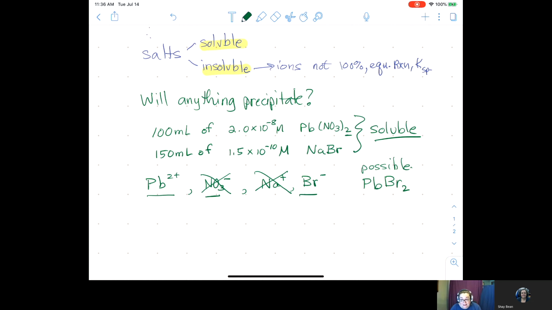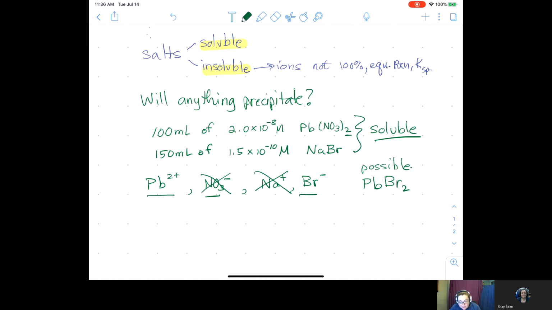Now, lead 2 bromide is insoluble, but again, there's a gray area. If the concentrations are small enough, it will stay dissolved. It's only once you get above a certain concentration, usually they're pretty low. Once you get above its molar solubility, then it will start precipitating. All right, but there is a small amount that does dissolve. There's an equilibrium reaction, etc.